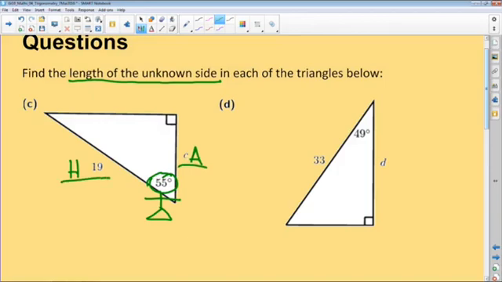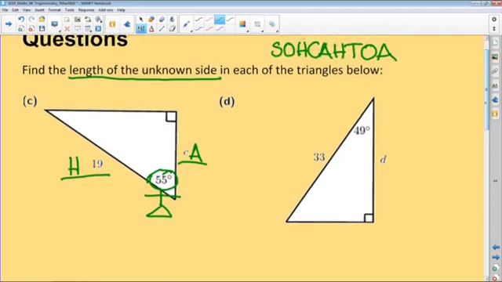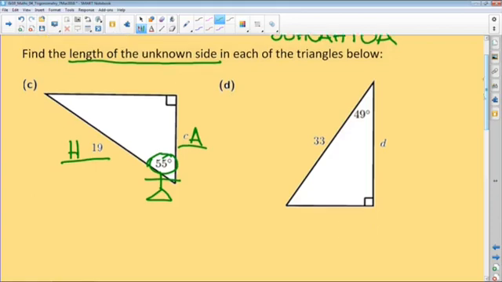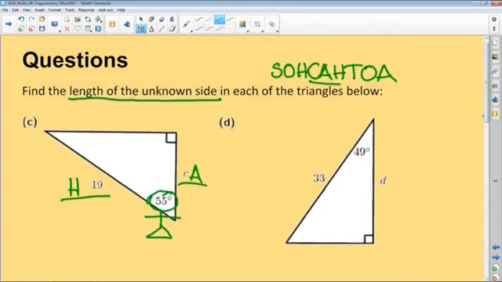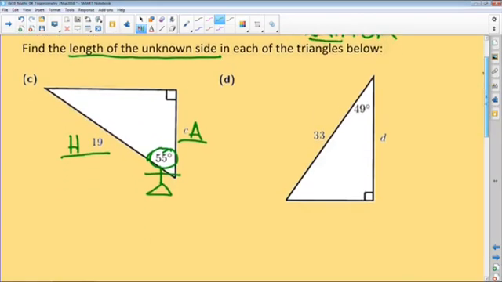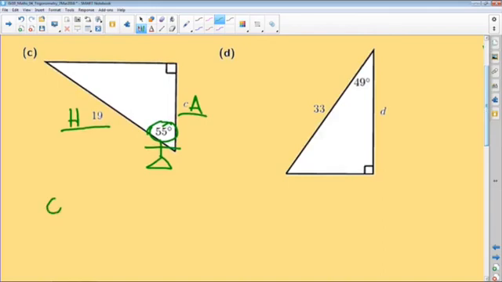So if I look at SOHCAHTOA, and I just want to encourage you to write this at the top of every single page in your trigonometry workbook, as well as on the top of every single exam and every single test, SOHCAHTOA, so that you can remember it in stressful situations. So according to SOHCAHTOA, adjacent and hypotenuse form part of the cos ratio. So that means cos of 55 degrees is equal to c over 19.